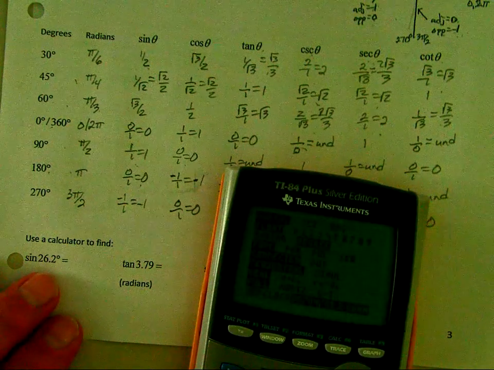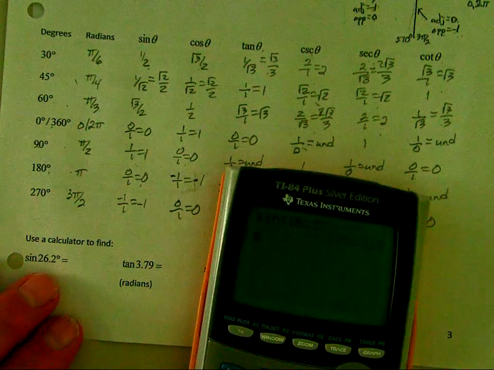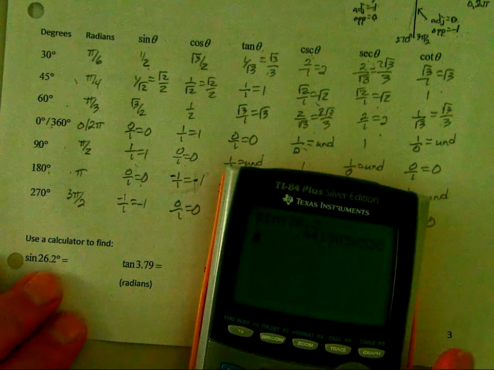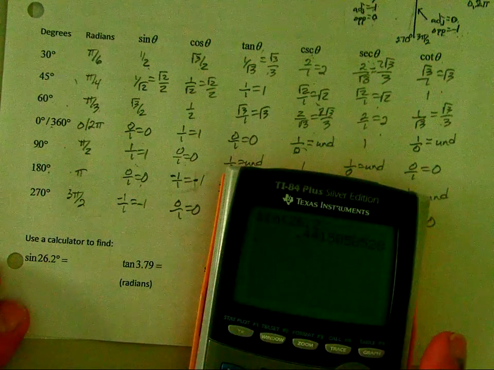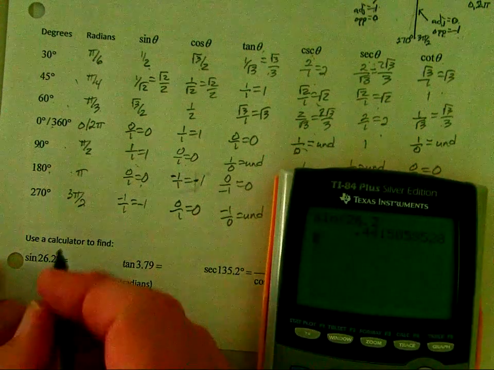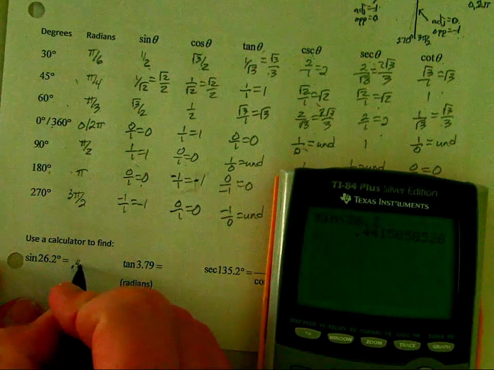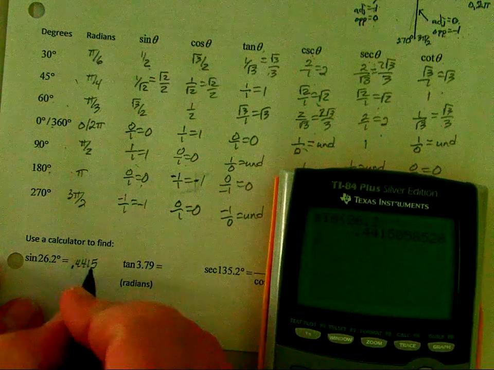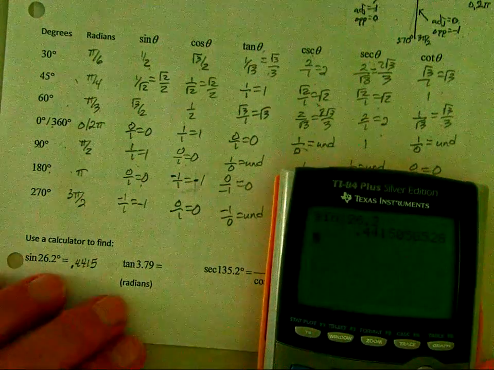So sine of 26.2, we just punch it in just like it is. Sine of 26.2, hit enter. I get 0.4415. I tend to always put trig values into 4 decimal places. Just when I went to high school, that's the way it always was in the book. We didn't have calculators back then, so this was printed in a book, and it was always to 4 decimal places. So that tends to be what I do.